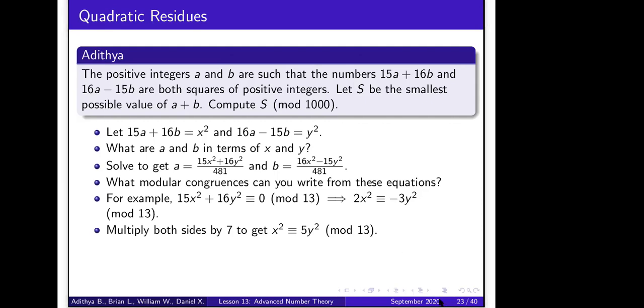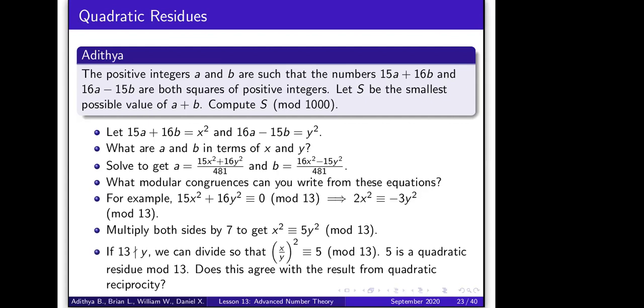So now we have this equation here, and one idea we might have is to try to move x and y so that they're both on the same side. That would be by dividing by y squared. And we can only do this when 13 doesn't divide y. So let's just assume that 13 doesn't divide y for now.